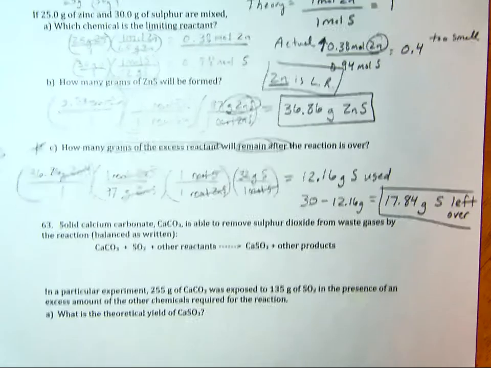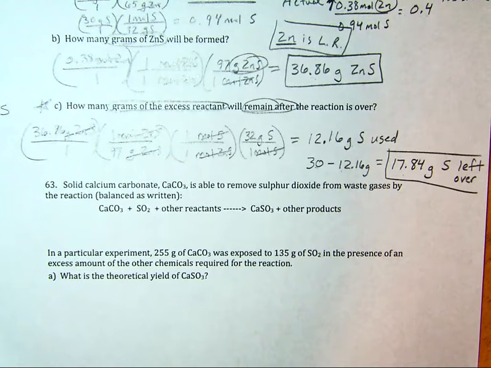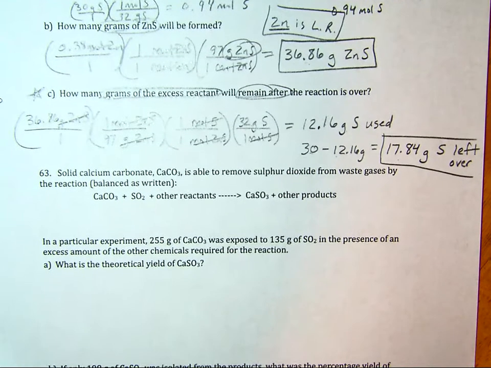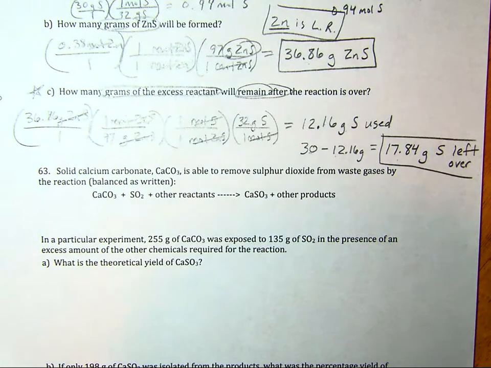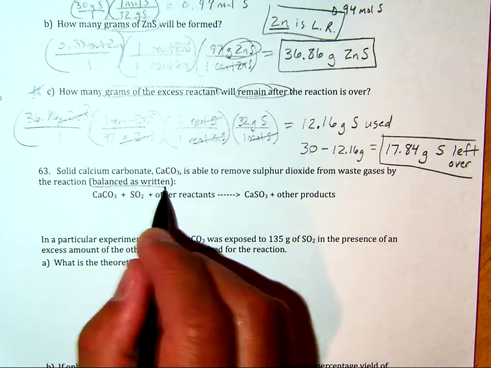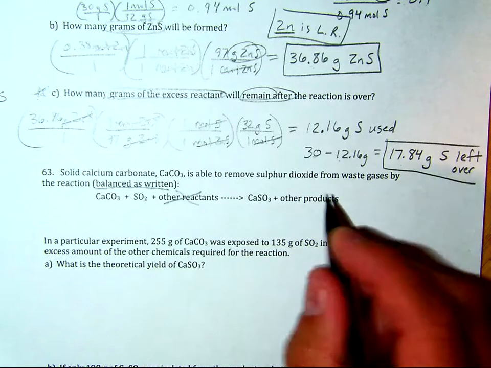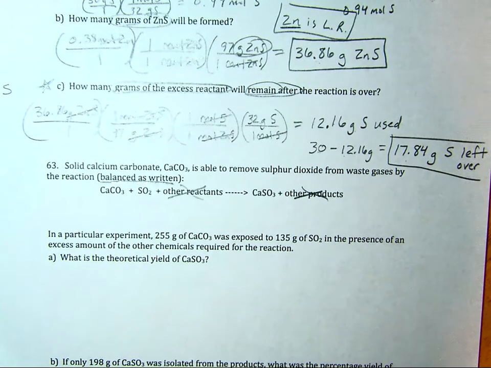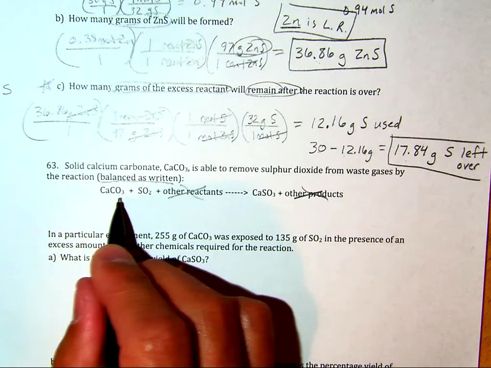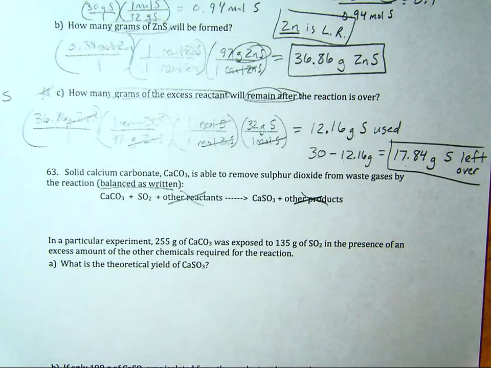Okay, let's go to the last problem in the study guide. Number 63. Okay, it says solid calcium carbonate, which is CaCO3, is able to remove sulfur dioxide from waste gases by the reaction written below. And it says here, it is balanced as written. So we're going to assume this is balanced. It says other reactants and it says other products, but that doesn't really mean anything to us. The elements or the compounds that we're looking at are listed here. And let's just assume that they're balanced as written.